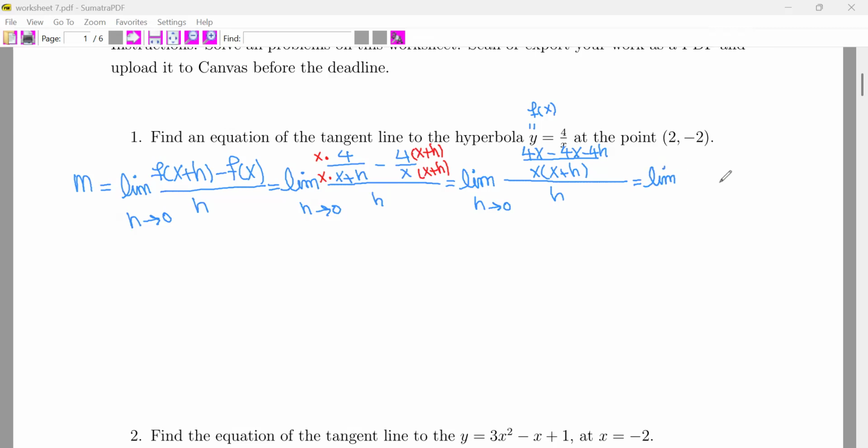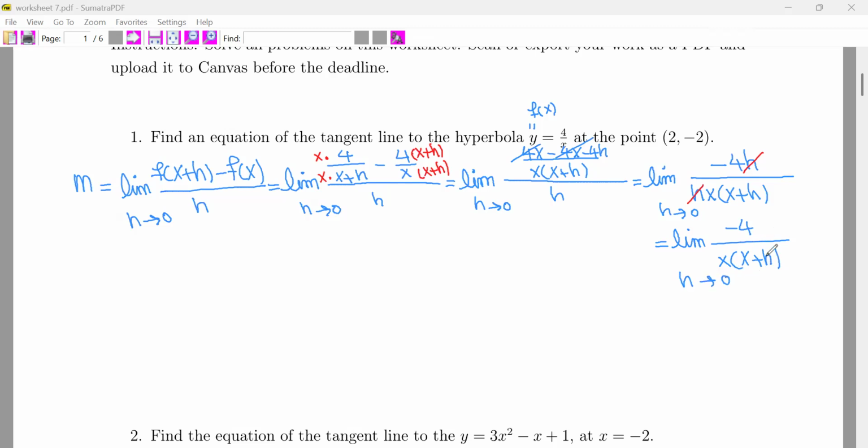So we can rewrite it as the limit of the numerator over h multiplied by x times x plus h when h is approaching 0. Since 4x and negative 4x cancel out, we have negative 4 times h as the numerator. Now we cancel out h and h here, so this fraction equals the limit of negative 4 over x times x plus h when h is approaching 0.